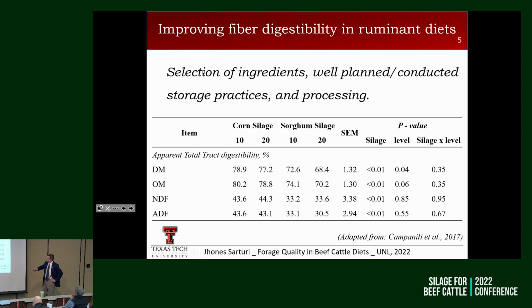But one of the things I would like to show in this study is that, not too long ago, we were comparing corn silage to sorghum silage in beef cattle finishing diets. We had the hypothesis that sorghum silage would have an improved fiber digestibility, so it would perhaps offset some of the decrease in starch that forage would provide, but we could balance that with a greater fiber digestibility.